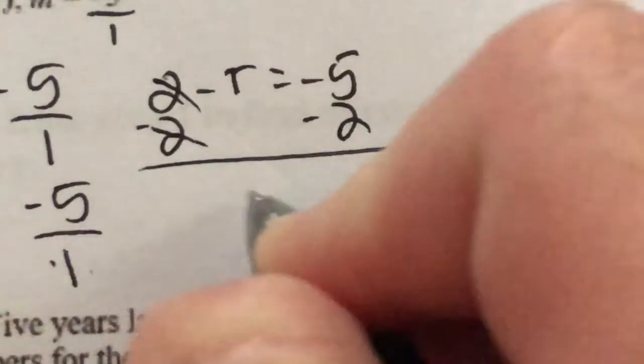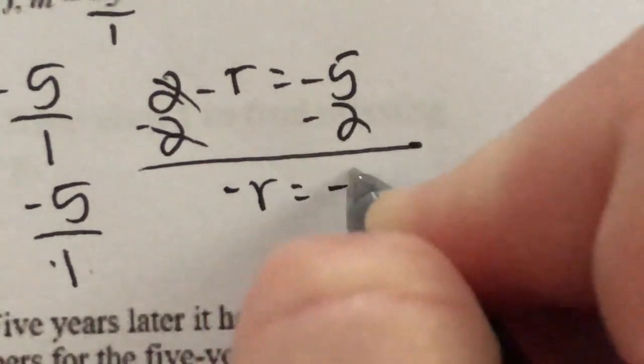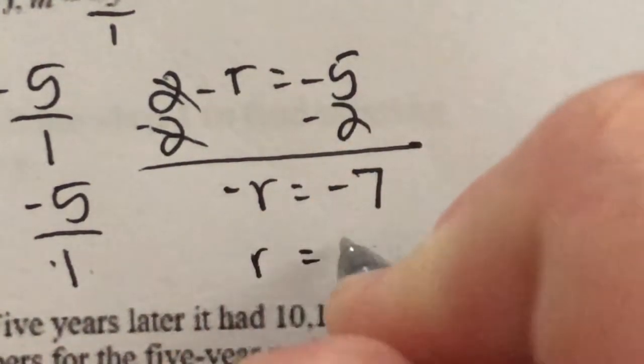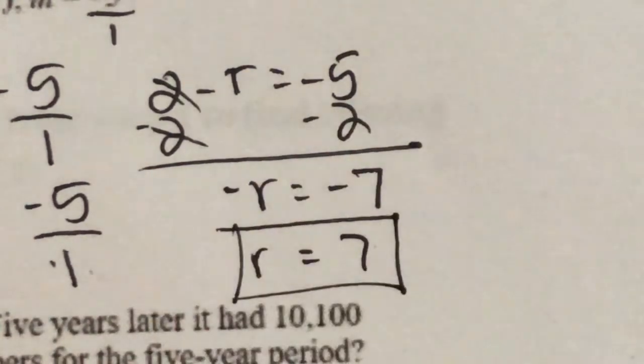And I'm going to subtract 2. Negative r equals negative 7. And if negative r equals negative 7, then that means positive r equals positive 7.